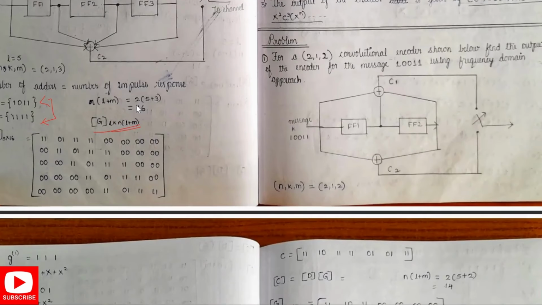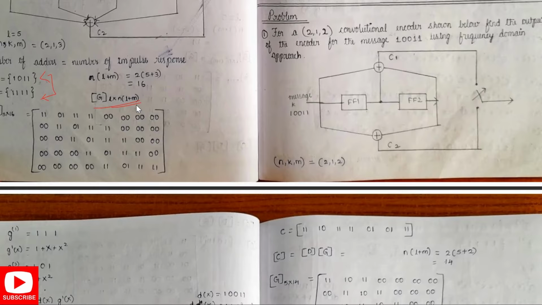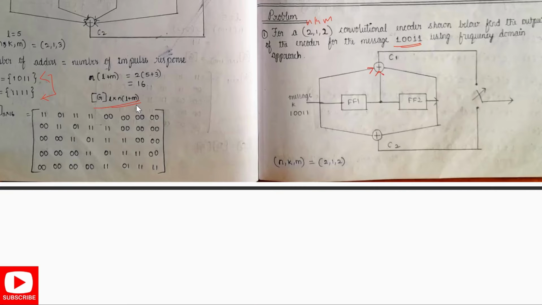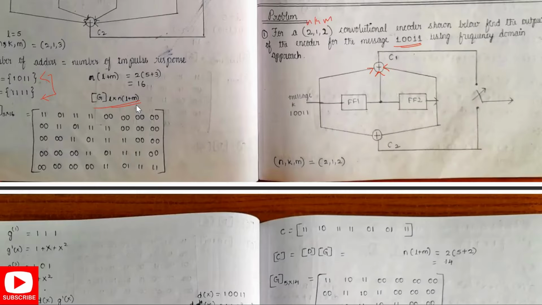Let us consider one problem. Here in the problem, n is equal to 2, k is equal to 1 and m is equal to 2. The convolution encoder is given. You need to find the output for this message using the frequency domain approach. So write G1. What is G1? It has one input, a second input and a third input. So 1 1 1. And for G2 it is 1 0 1.